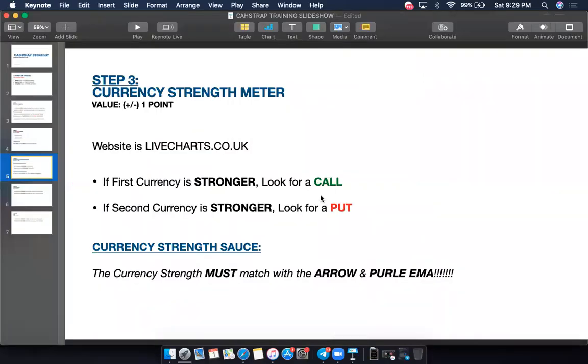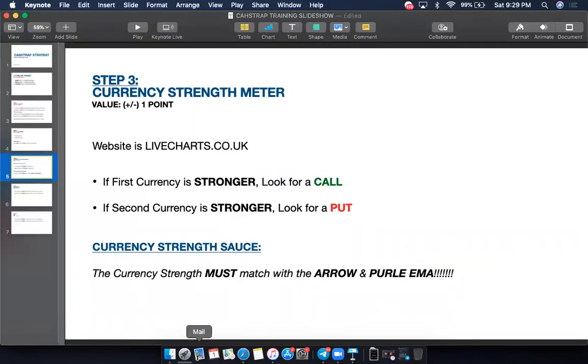So now when we go back to the currency strength, if the first currency is stronger, you want to look for a call. You want that price to go up. If the second currency is stronger, you want to look for a put.